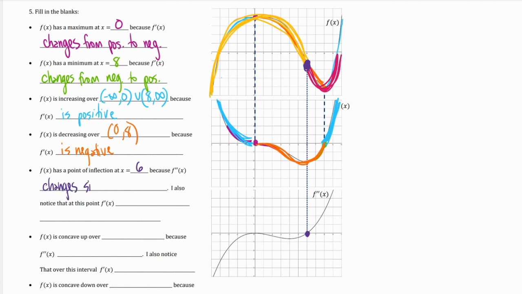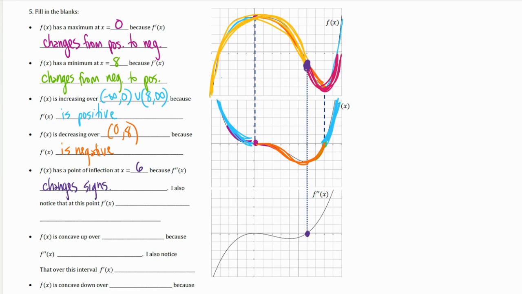So there has to be a change, just like maxes and mins. But the only thing is that we don't have a special word for a point of inflection where f double prime changes from negative to positive versus positive to negative. So points of inflection are just slightly more vague. You can just say, because f double prime changes signs. Whereas for a max or a min, you have to be specific that f prime changes from positive to negative or negative to positive.